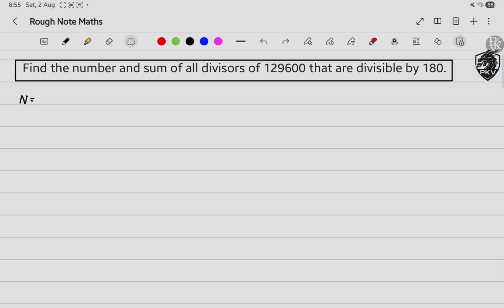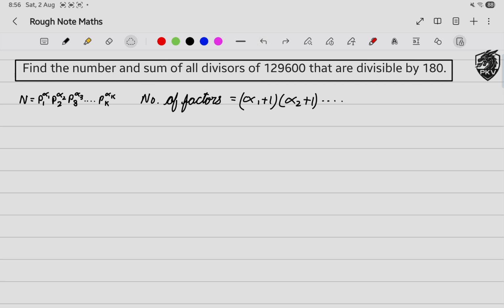That is, if a number is of the format p1 raised to alpha 1 times p2 raised to alpha 2 times p3 raised to alpha 3 dot dot dot pk raised to alpha k, then the number of factors will be equal to alpha 1 plus 1 times alpha 2 plus 1 times alpha 3 plus 1 and so on, and then alpha k plus 1.